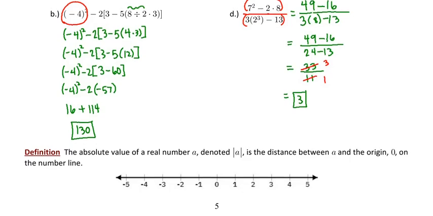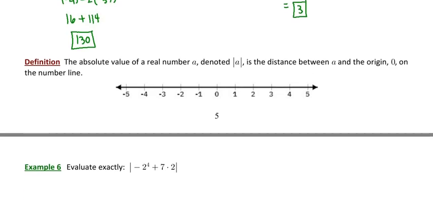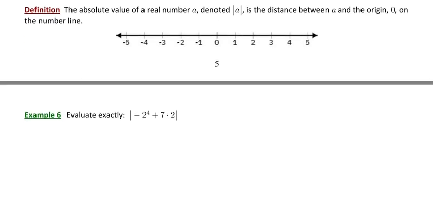Now, as we discussed earlier, absolute value bars can also function as grouping symbols. But what exactly is absolute value? The absolute value of a real number A, denoted with the vertical bars, read absolute value of A, is the distance between A and the origin, 0, on the number line. For example, if I look at the number 3 and I measure the distance between 3 and the origin, we would find out that's exactly 3 units. So we say the distance between 3 and the origin, represented by the absolute value of 3, is 3.